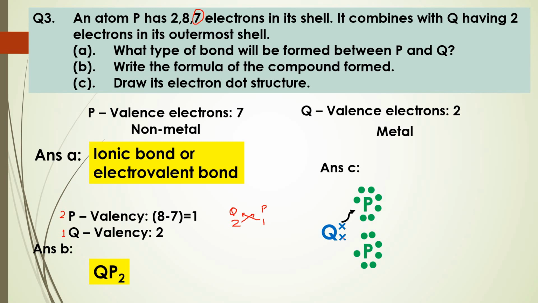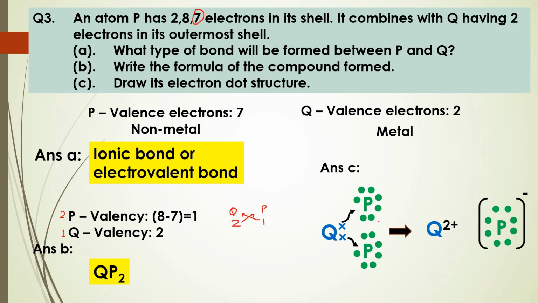Okay, in the same way, another valence electron of Q will be lost, and that lost electron will be gained by P. And this results in the formation of Q cation with 2 plus charge. Why? Because it is losing 2 electrons. Okay, and each P atom will gain 1 negative charge. Each P atom will now have 8 electrons, because they have gained 1 electron. So each P will have 1 negative charge.